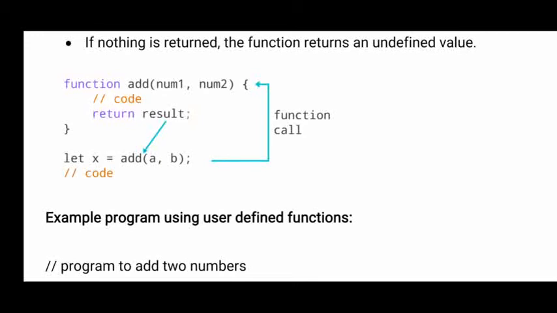Now x equals add(a, b). What does this mean actually? The add function will be executed, and that result is stored in x. So here add is a user defined function, and it is collecting two values, the a value and the b value. Clear?